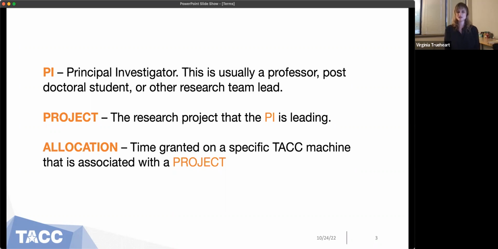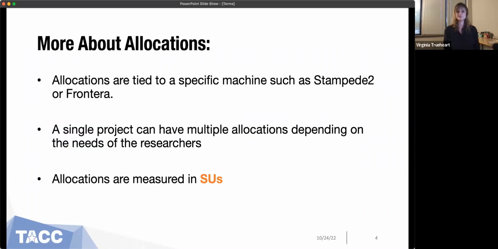For each project, you will be granted an allocation, which is time granted on a specific TAC machine that's associated with the project. Each project can have multiple allocations. Allocations are tied to specific machines, such as Stampede or Frontera. And depending on the needs of the researcher and the research project, you might need access to multiple machines.